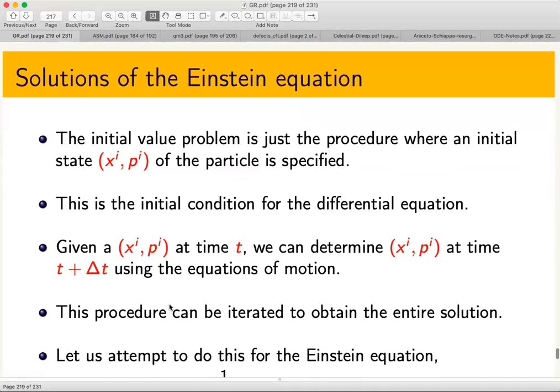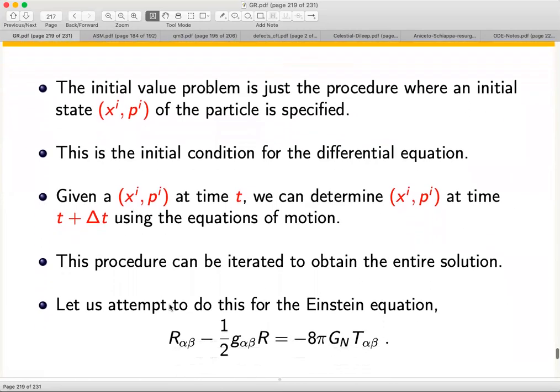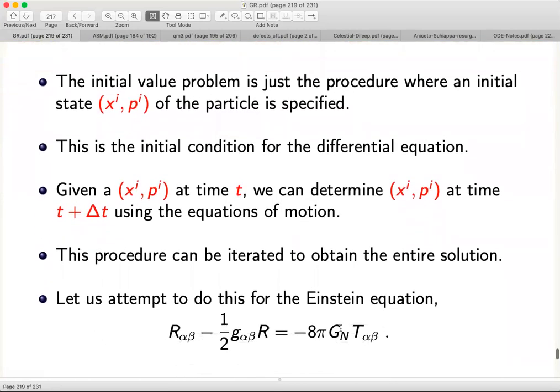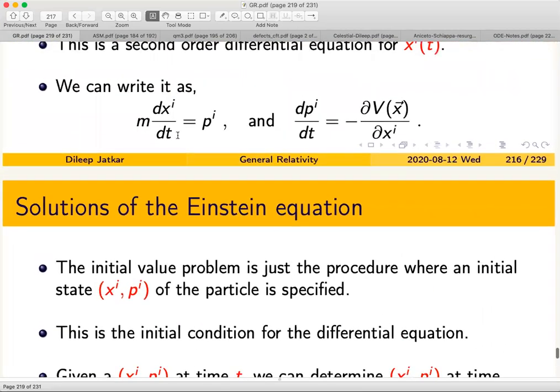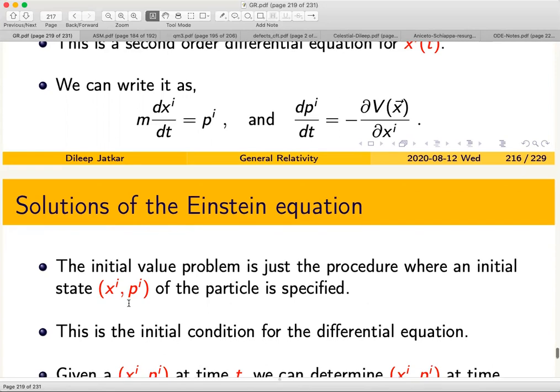Okay, now let's try to do this for the Einstein equation. So how do we go about doing this kind of thing for the Einstein equation? Here's the equation. We already know this. And if you go back to this equation, what you are looking at is the time evolution of the initial data. Initial data is given at a fixed time, and then you evolve that in time, and you ask what happens at the next instant of time for a given initial data. Take the solution at the next instant of time, treat that as initial data, and evolve it again. That is the process that we follow.